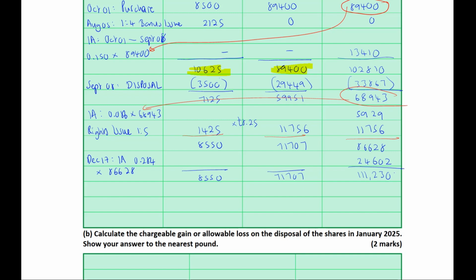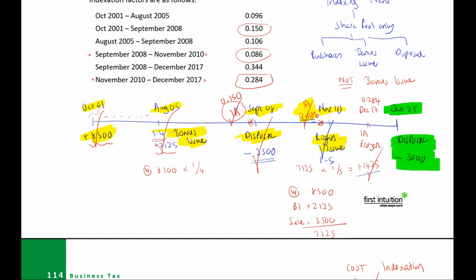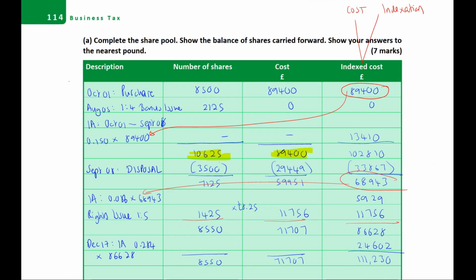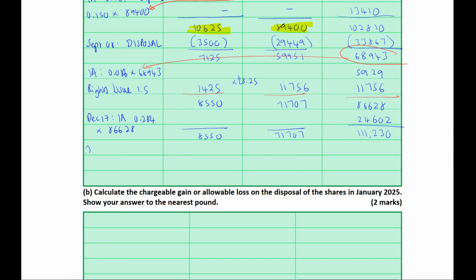Nearly there. Because when I consult my timeline again, I see that I'm on the final hurdle now because in January 2025, I make a disposal of 3,000 shares. So that's the final thing. January 25 is a disposal. 3,000 shares come out of that number of shares column. And whatever's left at the end is then the pool value that's to carry forward, because this is the end of the road.